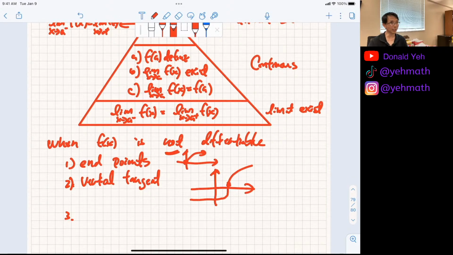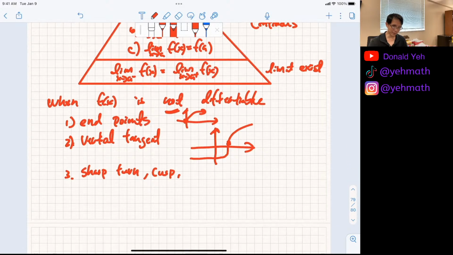The third thing is called a sharp turn. When it's a sharp turn or a cusp, it's not differentiable. So you have to know an endpoint is not differentiable, a vertical tangent is not differentiable, a sharp turn or a cusp is not differentiable. A cusp is like y equals x to the even over odd power, like 2 over 3 power. A sharp turn is like absolute value of x. Those are examples of that.